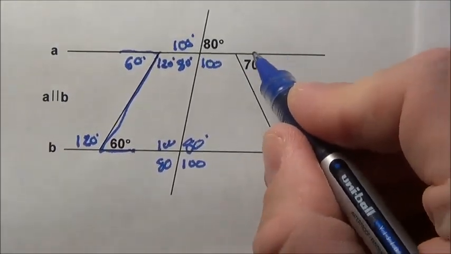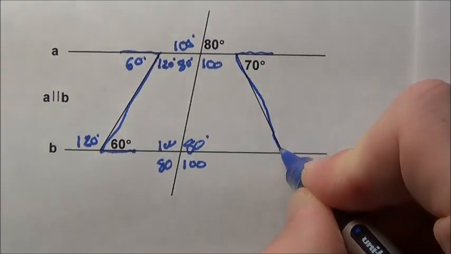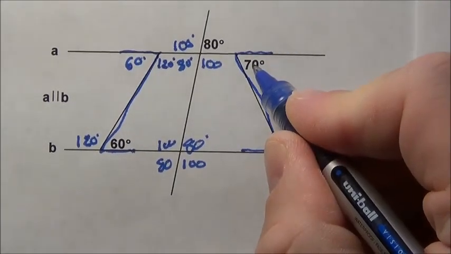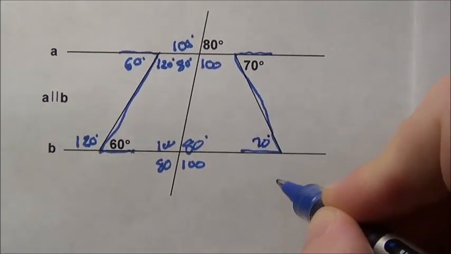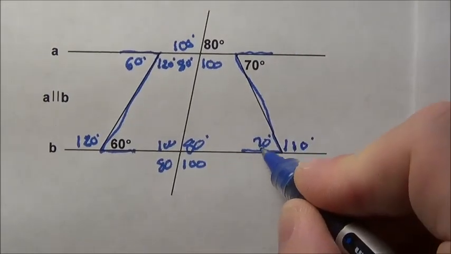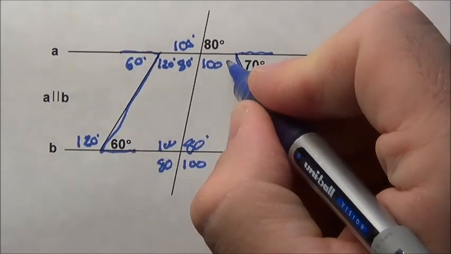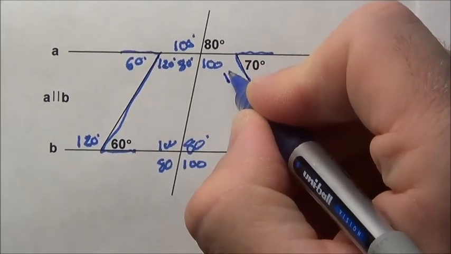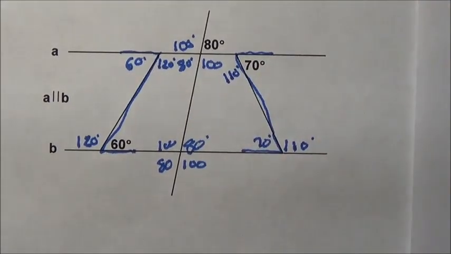Now, let's deal with the 70. If this is 70, look at the Z-Meister here. Going like that. So this corner of the Z is 70. So this corner is 70. If that's 70, right beside it has to be 110 to make 180. If that's 70, right beside it is 110 also.